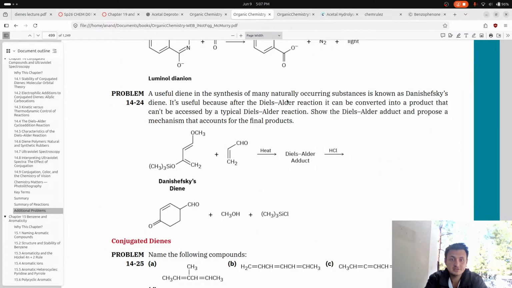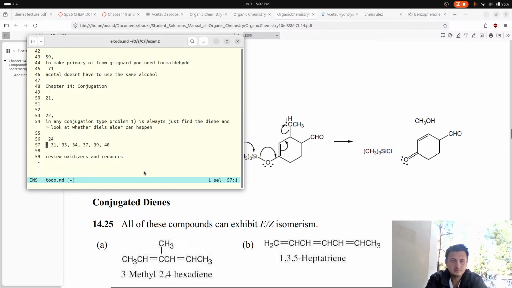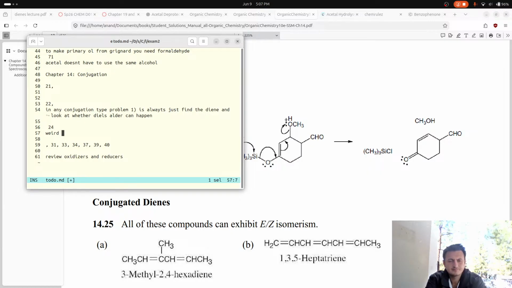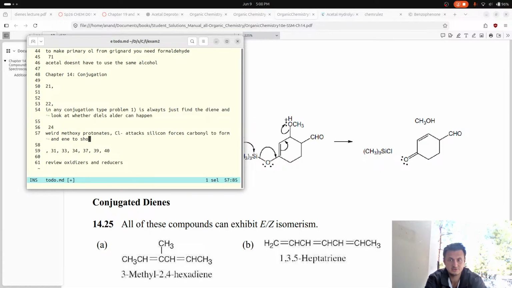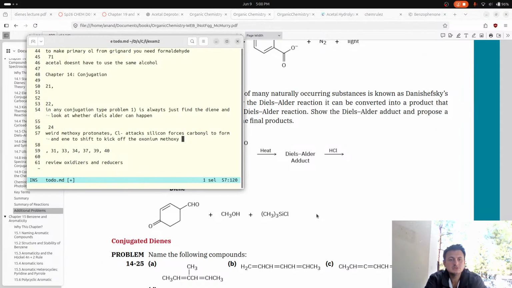Don't have time for this. 24. Weird. Ethoxy protonates, Cl minus attacks silicon, forces carbonyl and alkene to form and ene to shift to kick off the oxonium ethoxy. Okay. Okay. 31.